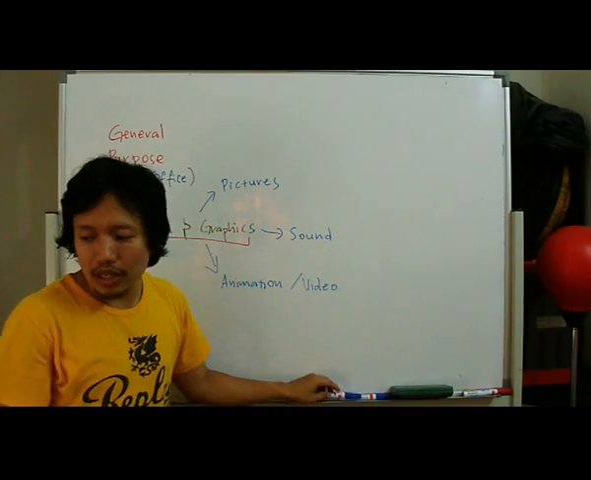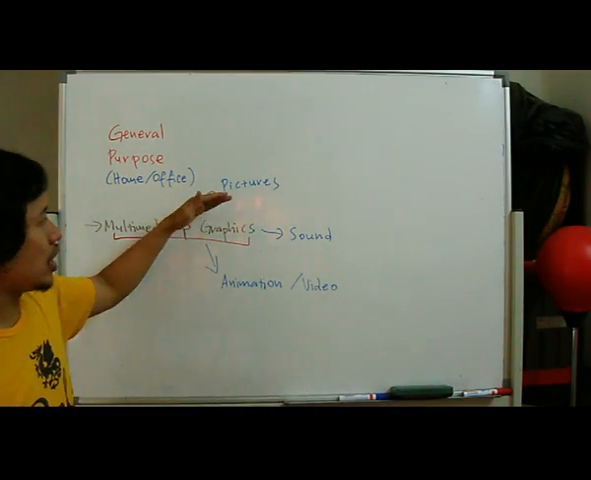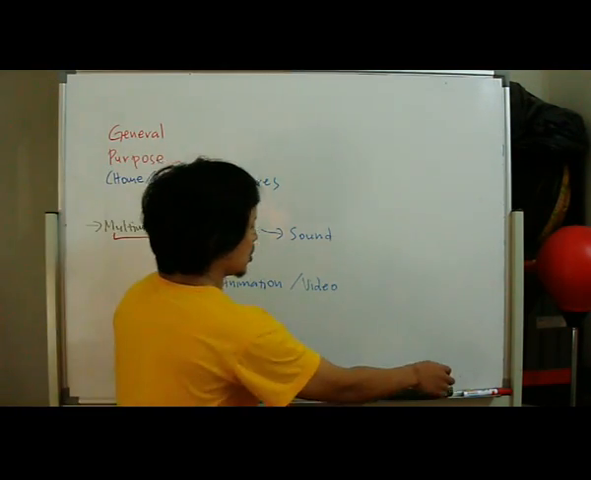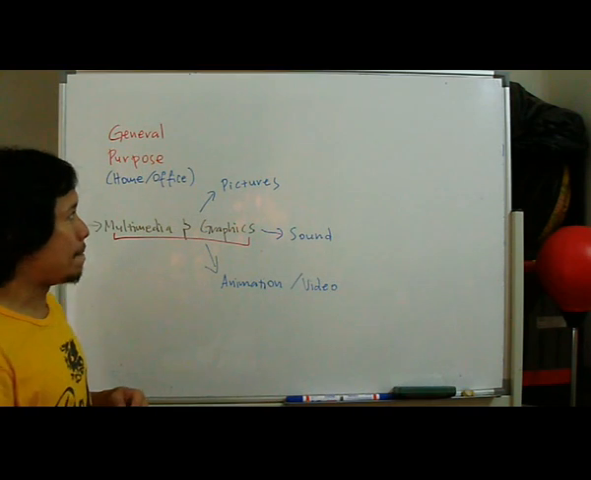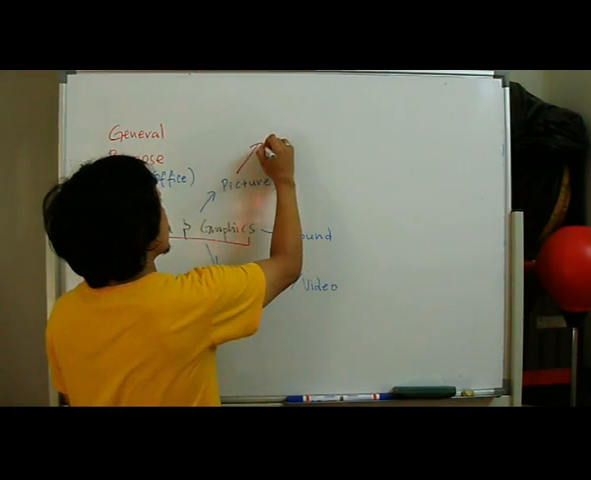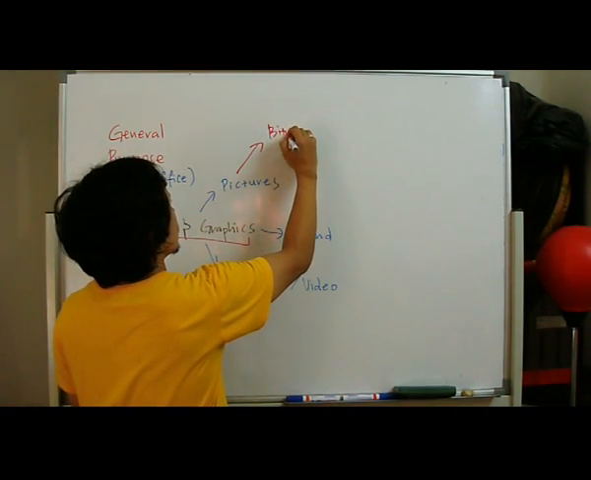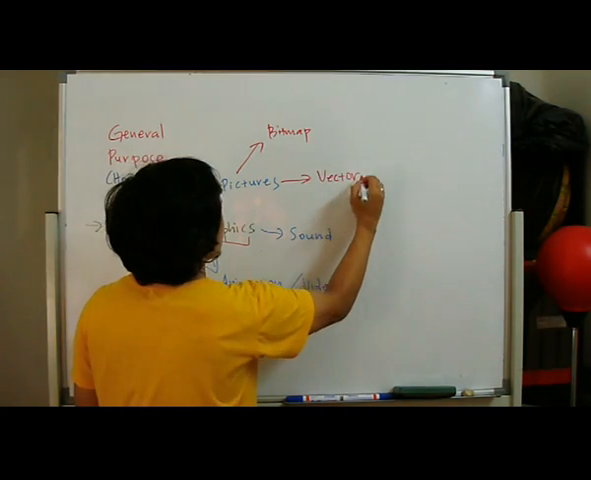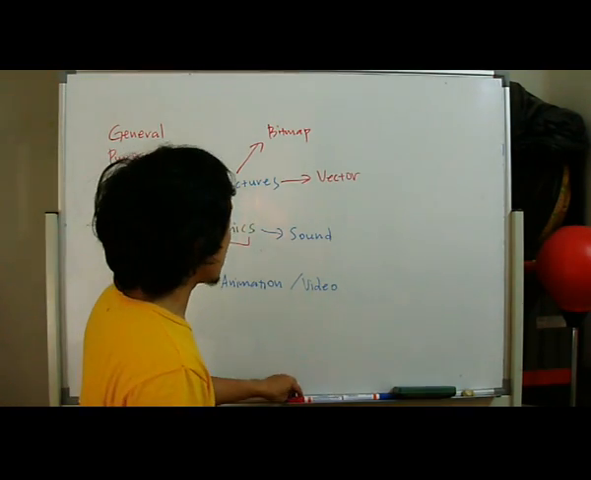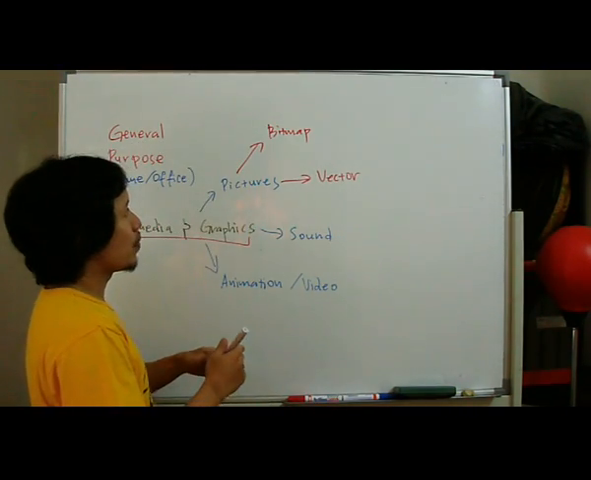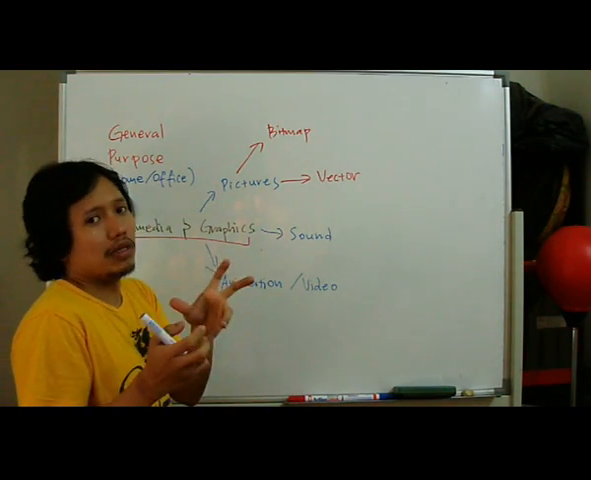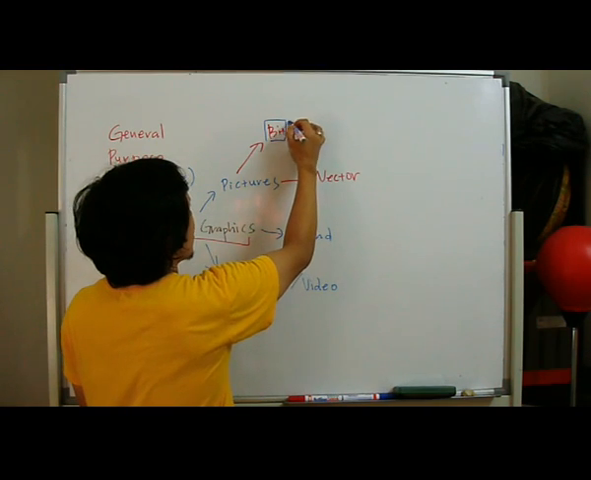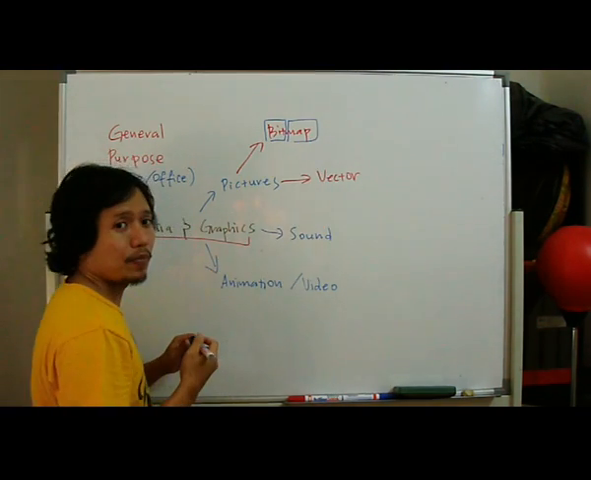Now, the concepts with regards to these three different elements of multimedia and graphics. The first one is pictures. With regards to pictures, we'll first discuss about bitmap, and then vector graphics. These are two different types of graphics. Bitmap, as the name would suggest, consists of two syllables. The first one being bit, second one being map, bitmap.